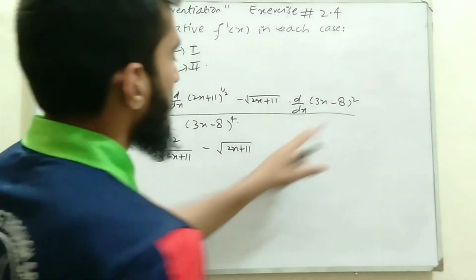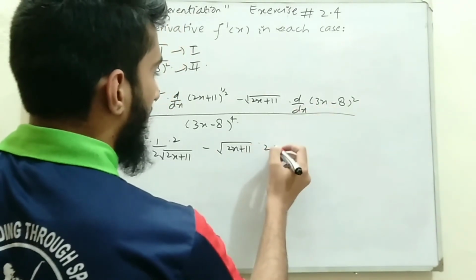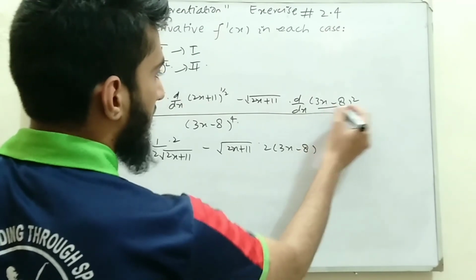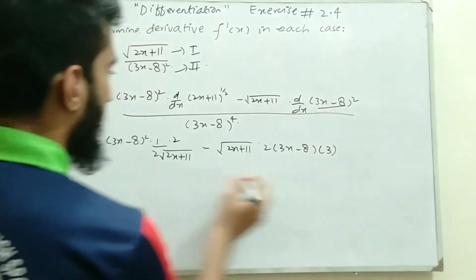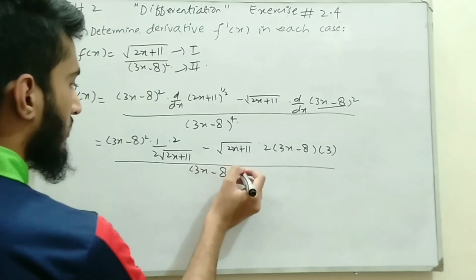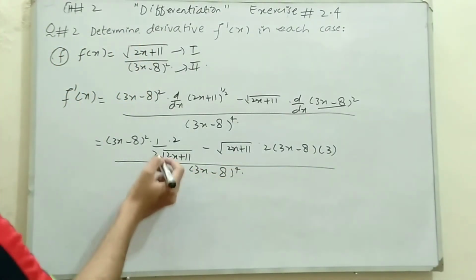Derivative of this function will be 2 will come to the front and subtract 1 in the power. So it gives us just 3x minus 8. Also take the derivative of the inner function, which gives us a value 3 divided by (3x minus 8) whole raised to the power 4. Now this 2 is cancelled out with this 2.